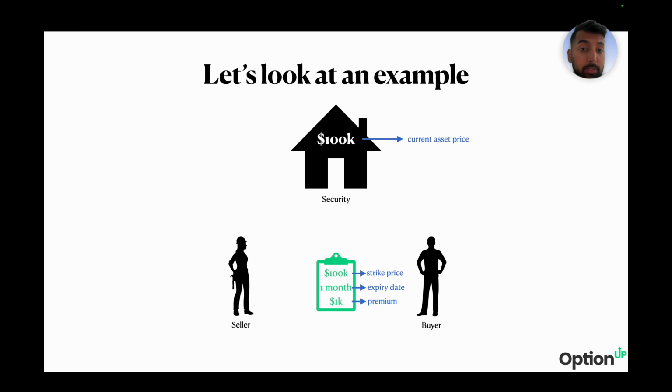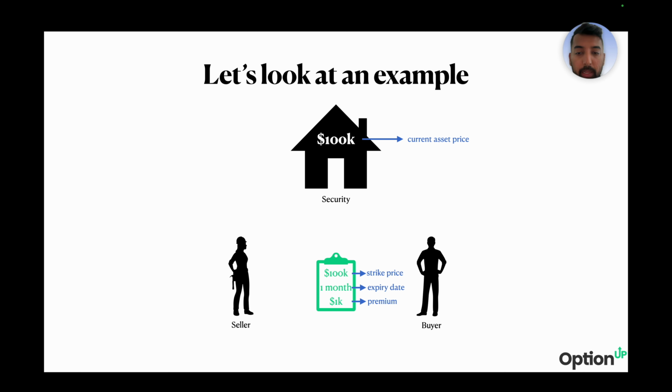So now let's look at an example. Let's say you have a house which is currently valued at $100,000, and then you have the seller of the contract who sells a contract for a strike price of $100,000, expiry date of 1 month from now, and they're going to charge the buyer $1,000 for this contract.